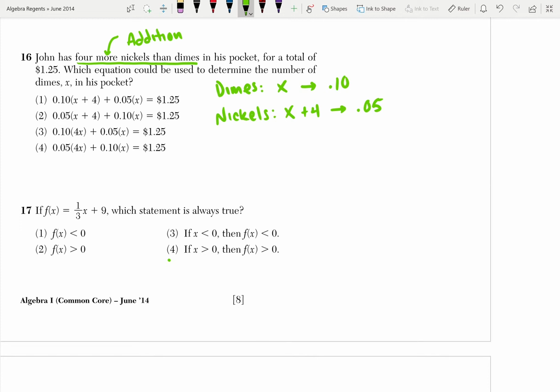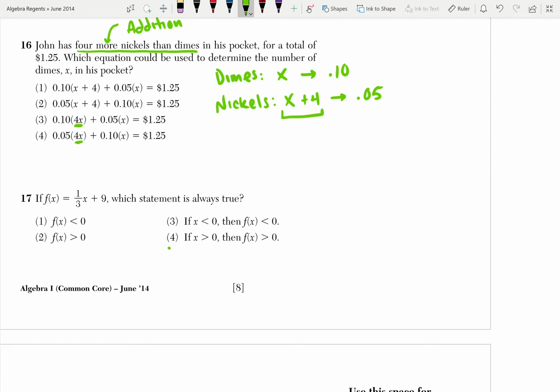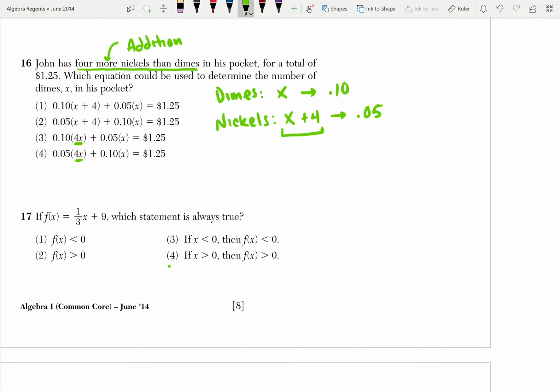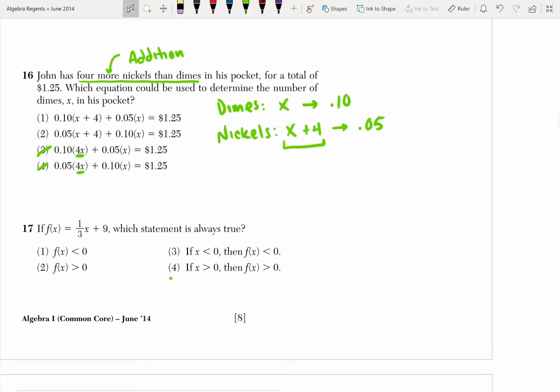So first let's look at answer choices 3 and 4. Here we see this term x times 4. We haven't seen that anywhere else, so that looks like it would be an error, right? We should see instead x plus 4. So x times 4 is out. That shouldn't be there. We didn't calculate that anywhere. It shouldn't be in our expression.